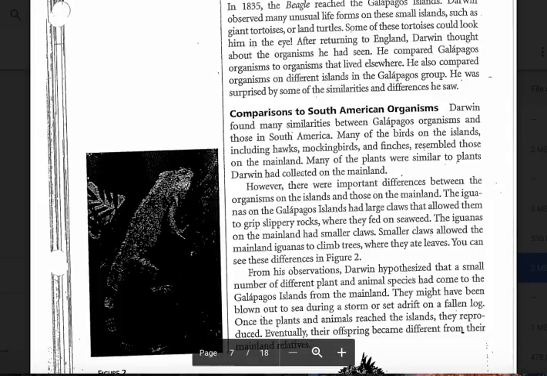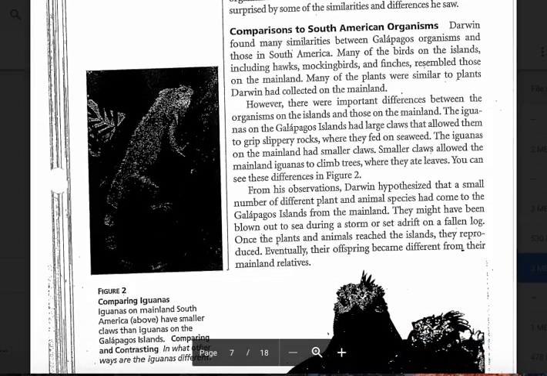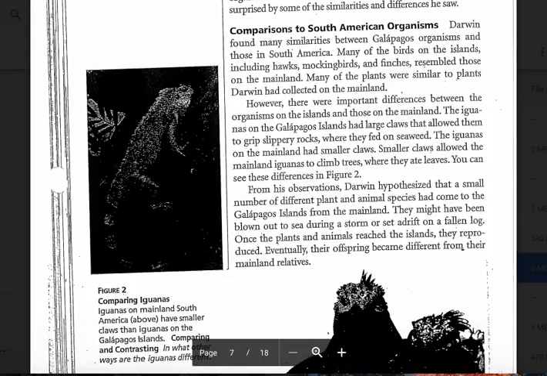Comparisons to South American organisms. Darwin found many similarities between Galapagos organisms and those in South America. Many of the birds on the islands, including hawks, mockingbirds, and finches, resembled those on the mainland. Many of the plants were similar to plants Darwin had collected on the mainland. However, there were important differences between the organisms on the islands and those on the mainland.